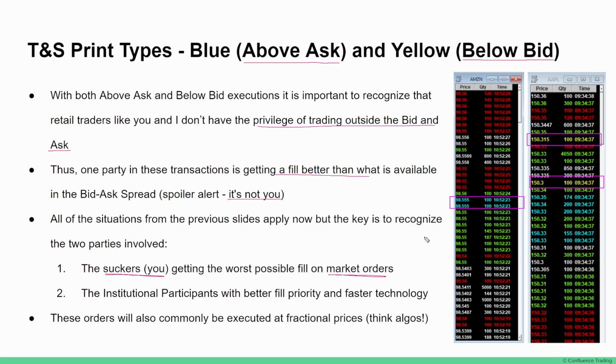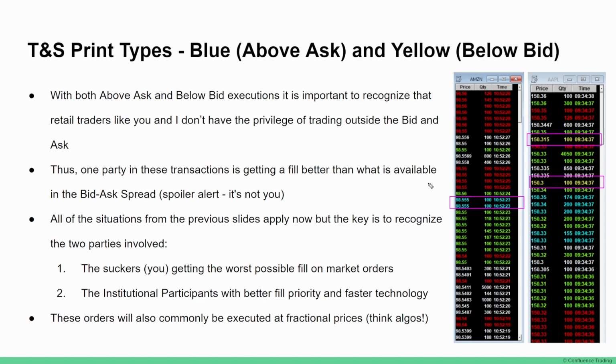Now, the second participant type, which again we've already kind of talked about, are the institutional participants, like market makers or those that just have better fill priority and faster technology. So when you look at these bid-ask prints, it's important to recognize that smart money is involved and it is essentially being sold to or bought from people that are more on the retail side of that equation. The last thing I'll say is that these orders are commonly executed at fractional prices. So once again, we can think about computer algorithms or institutional traders being that participant type.